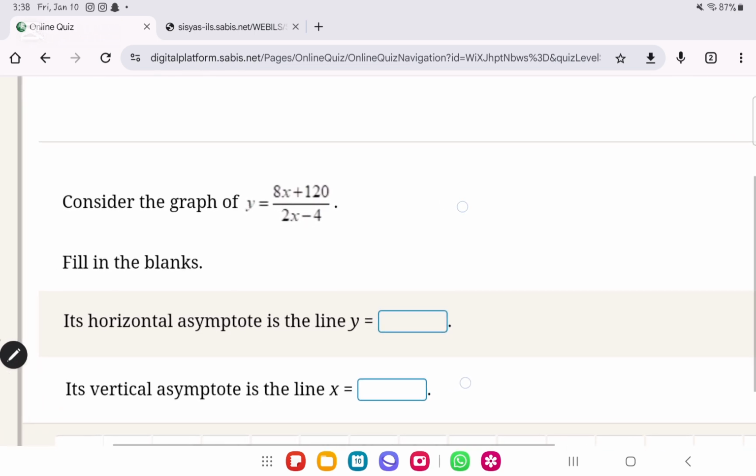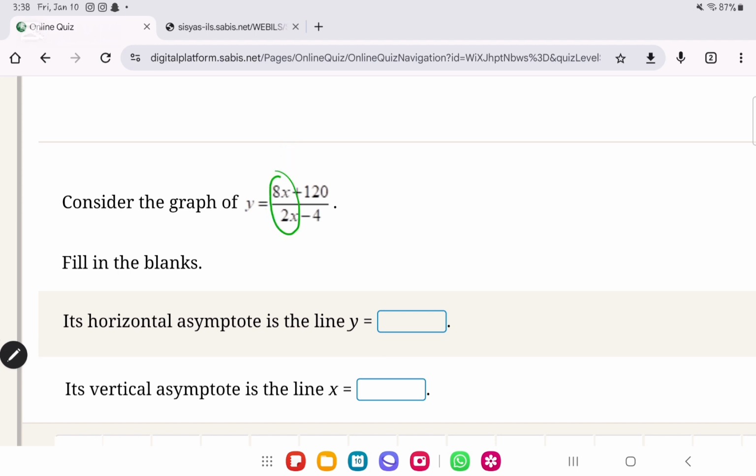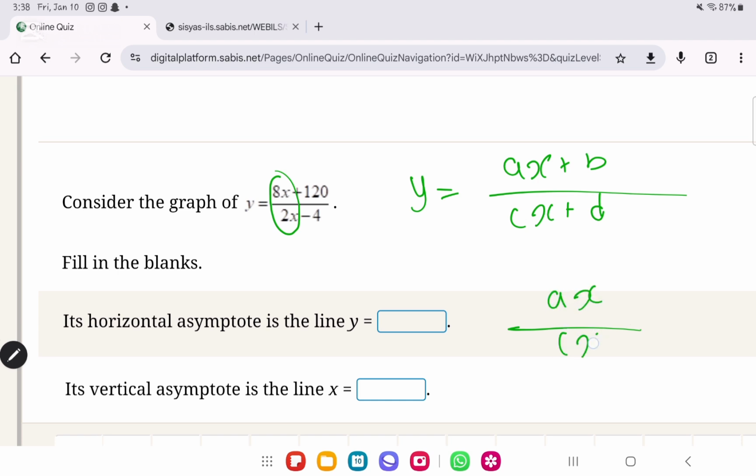We have the horizontal asymptote. Whenever they are asking us for the horizontal asymptote, we are going to solve this over here. Okay? So let me give you an example. y is equal to ax plus b over cx plus d. When they are asking for the horizontal asymptote, it is ax divided by cx. This is a c, not a bracket.